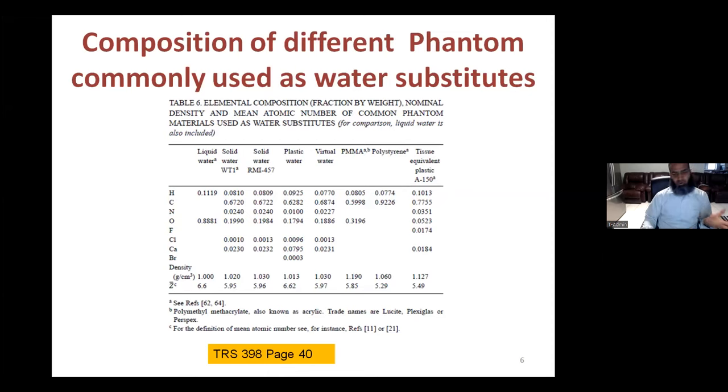But in water, you can do all these things because you can adjust the chamber position to less than 0.1 of a millimeter. Most of the good water phantoms can go to 0.1 of a millimeter.